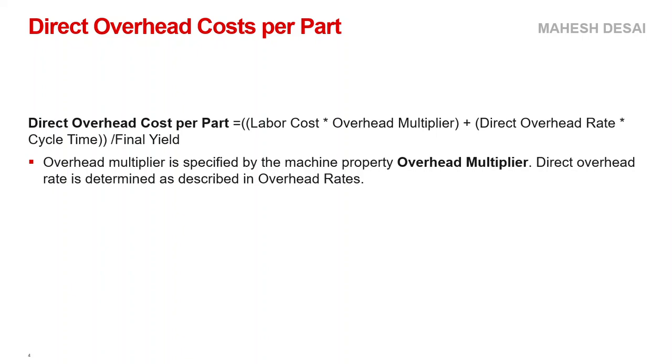And the labor cost also depends on the process, on what process he's working on. So that labor cost formula will be covered in later video sessions. Cycle time also depends upon what process is used. Final yield depends on the utilization of the material. Even that formula will be covered in a later video session. So as of now you just know that this is the formula for direct overhead cost per part.